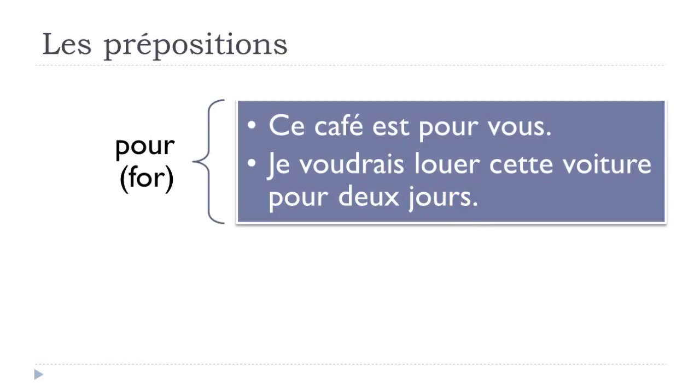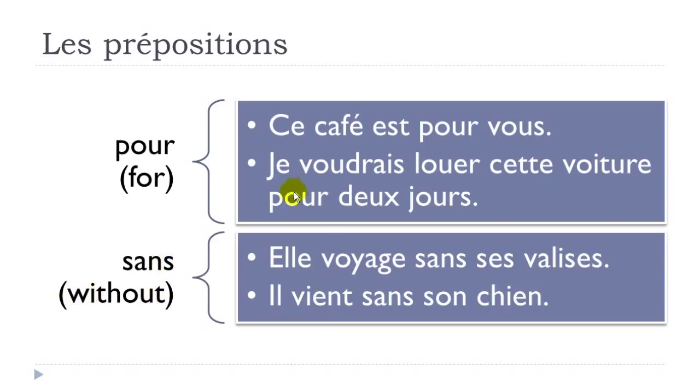Okay? Second preposition, or next one, sans, and it means without. Okay? So, 2 examples. Elle voyage sans ses valises. Voyager is to travel, so she travels, sans, without, ses valises, her luggage. Il vient sans son chien. Venir, here is to come, so he comes, sans, without, son chien, his dog. Okay?